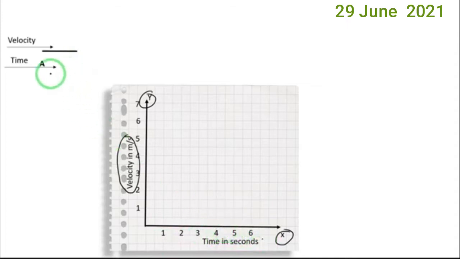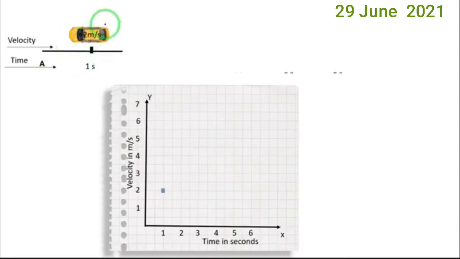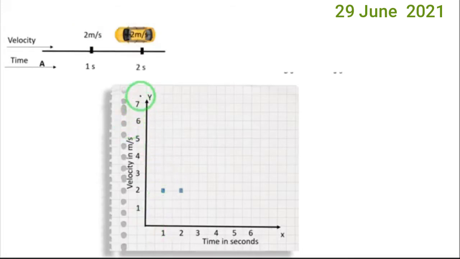Suppose you consider an example, it is just an example. If a car is moving at 2 meter per second for the first second, we have to take this on the velocity axis somewhere here. For the first second, our mark will go somewhere here to be precise. In the same way, if it moves for the second second, and if the velocity remains the same, that is 2 meter per second, look at this.